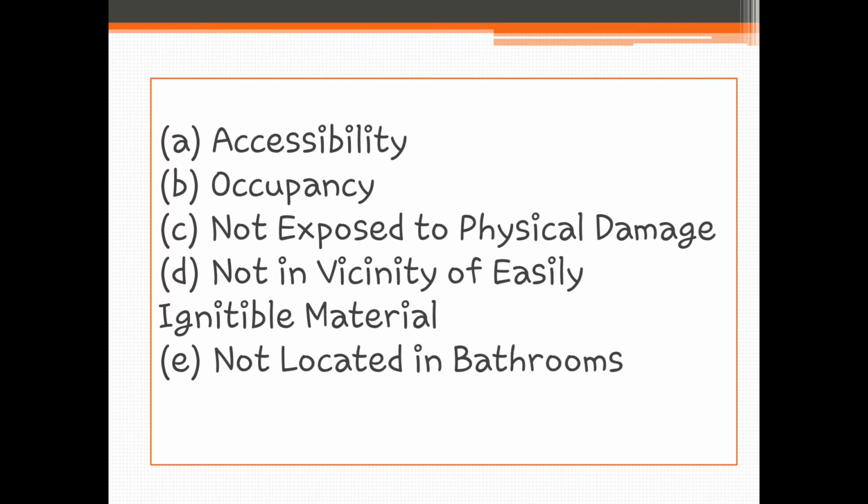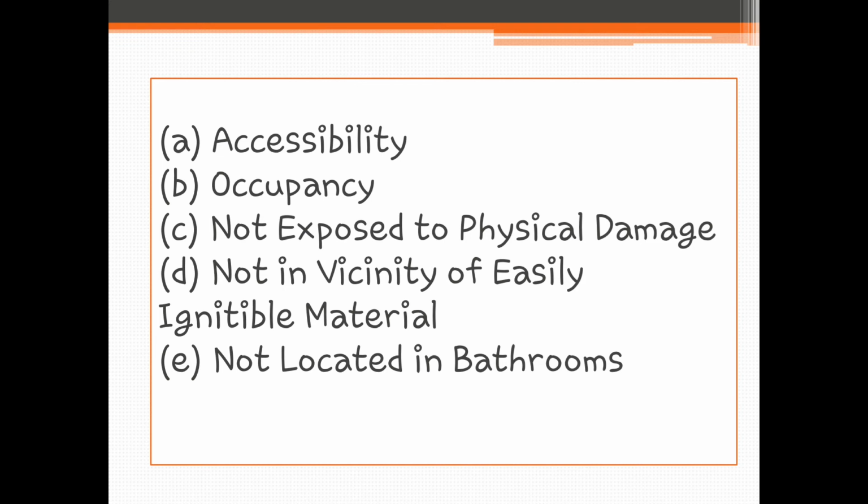So first is accessibility. Our overcurrent devices should be accessible. The usual height is 2 meters or 6 feet 7 inches above the floor. Why? Because in case of emergency, you can quickly go to the circuit breaker. So you can reach it and it is easy to see. Accessible.